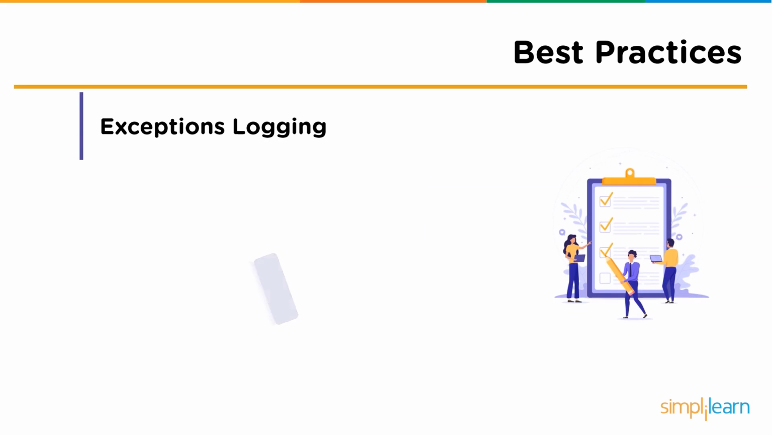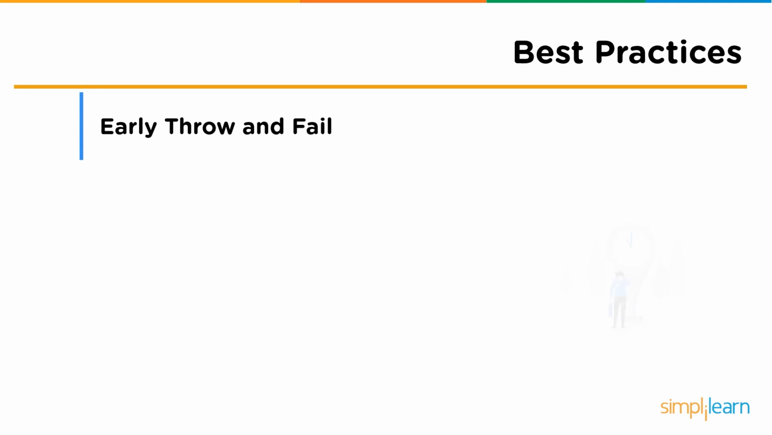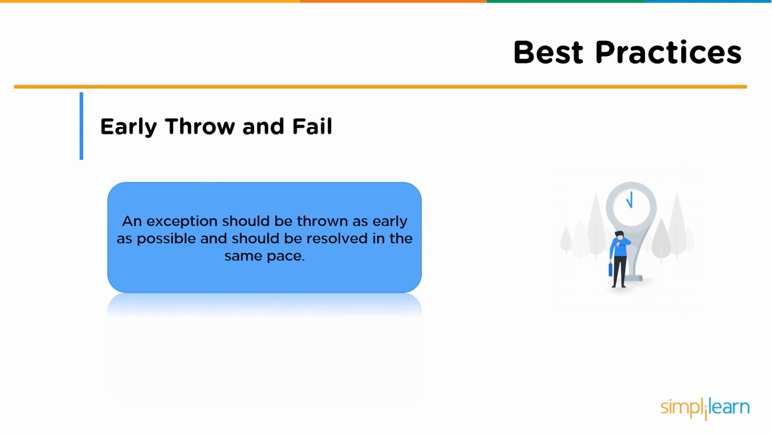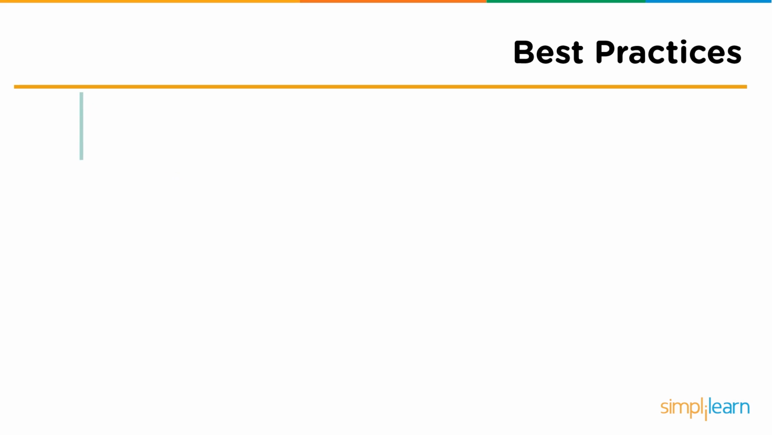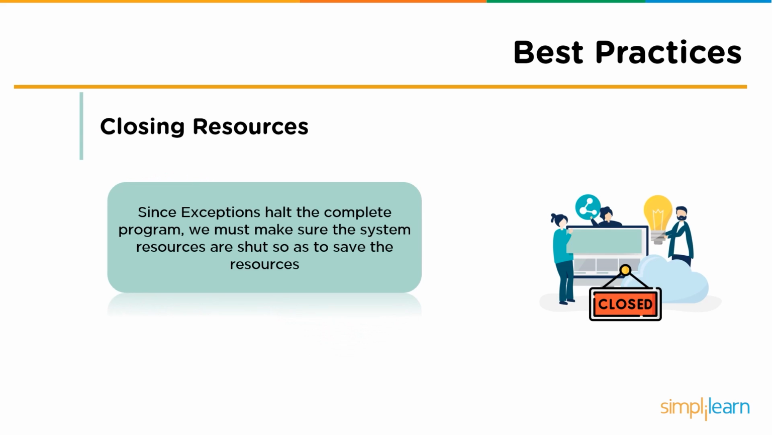Followed by that, we have exception logging. Keep track of the exceptions, and this process comes in handy as the user understands why exactly a particular exception has popped up. Followed by that, we have early throw and early fail. An exception should be thrown as early as possible and should be resolved at the same pace. And then we have closing resources. Since exceptions halt the complete program, we must make sure that the system resources are shut so as to save the resources.